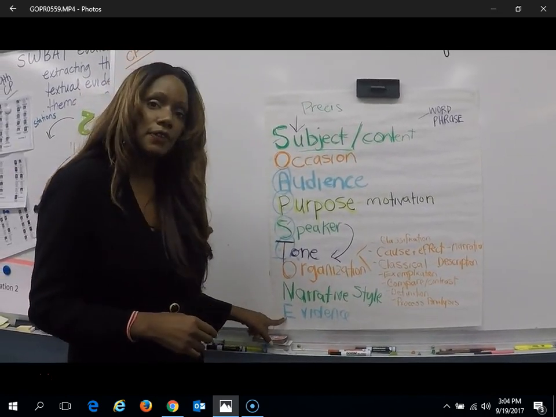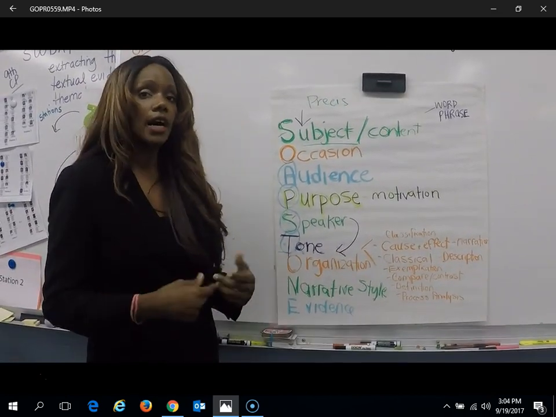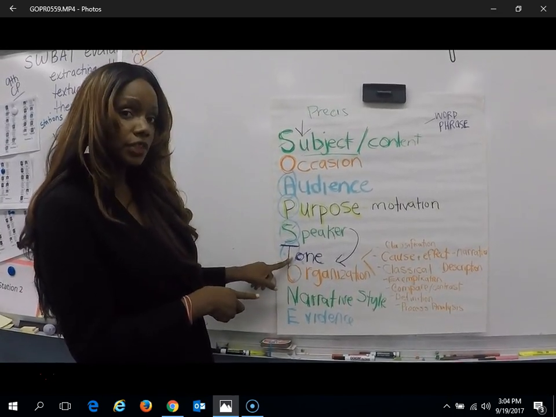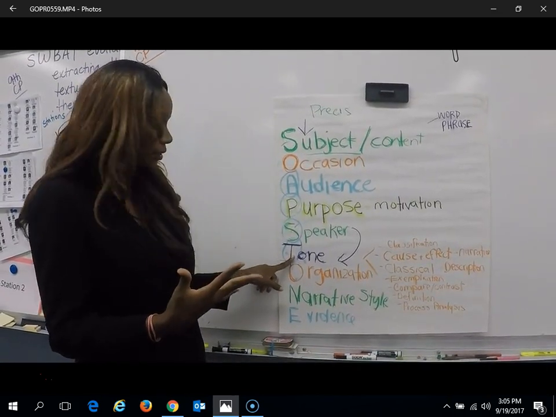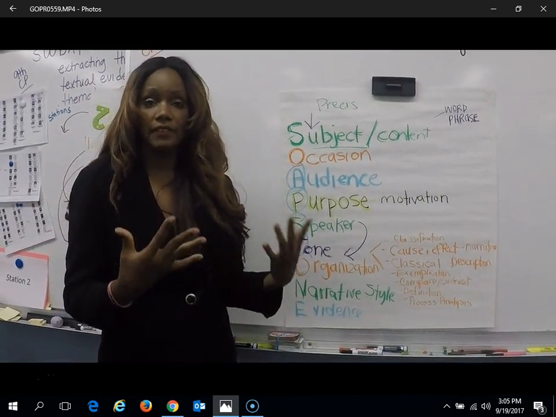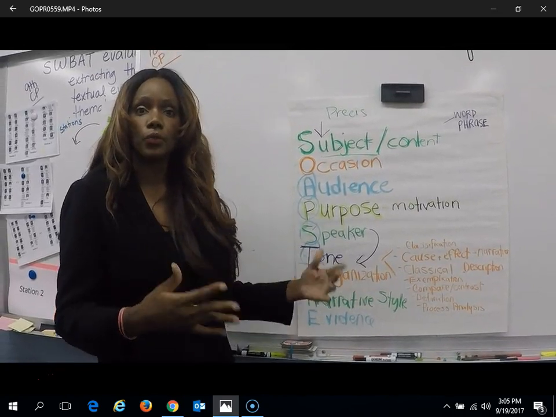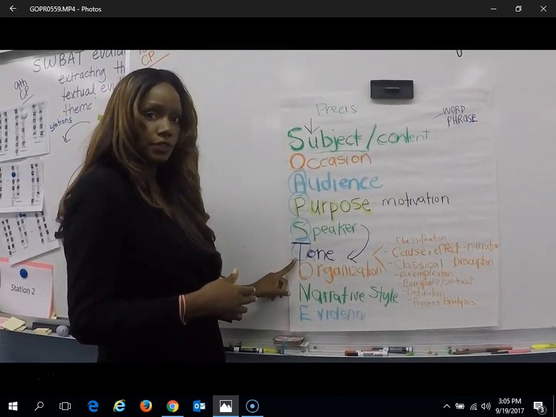And then the last one is E for evidence. It kind of goes back to T for tone. If you said a certain tone, let's say you said it was a very angry tone, then you're going to want to provide evidence, and you're going to select diction from the text to help you sort that out and reinforce your idea for tone.